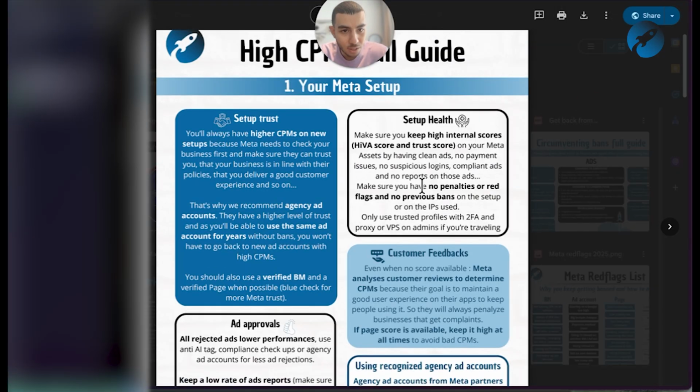So the higher the tier you get, the better ad performance you will have, and the lower the CPM you will have, obviously. How you can increase it by yourself is, of course, clean ads, no payment issues, no suspicious logins, compliant ads, and eventually trying to have no penalties, no red flags. If you notice that your CPM rose suddenly, then maybe you had a penalty that just occurred. So maybe it can be worth a try to check on your account and get the health in good order.